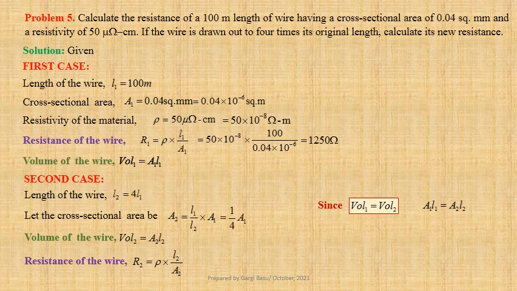Resistance of the wire R2 equals rho into 4 times L1 divided by 1/4 A1, that is equal to 16 times R1. Since we have obtained R1 equals 1250 ohm, R2 equals 16 into 1250, that gives us 20,000 ohm.